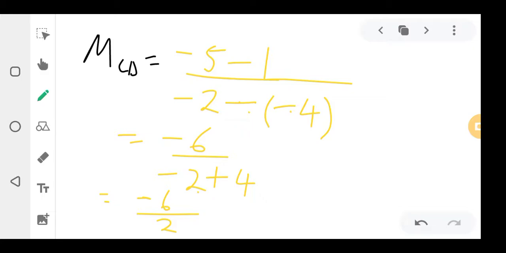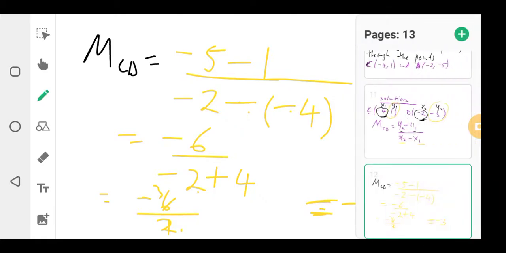Okay? And then these ones are still divisible. 2 into 2 is 1. 2 into 6 is 3. So it's negative 3. The gradient is negative 3. Okay? The gradient is negative 3. When you are done, that's where now you write the equation of the straight line.